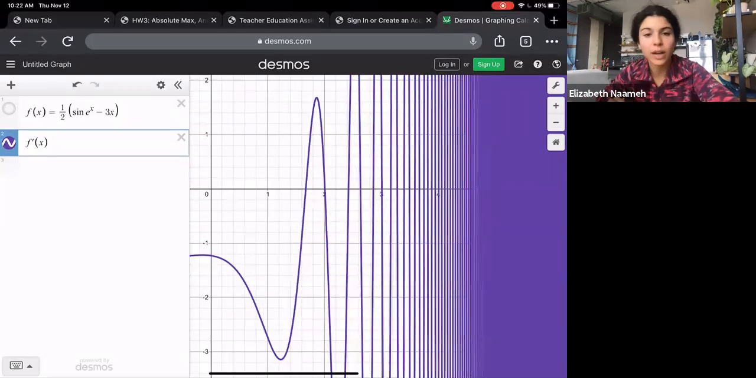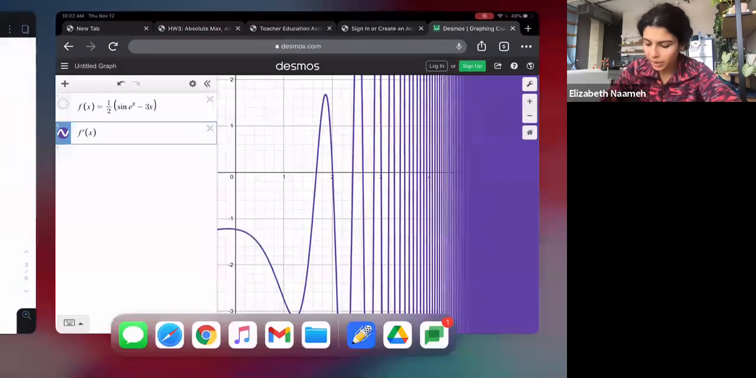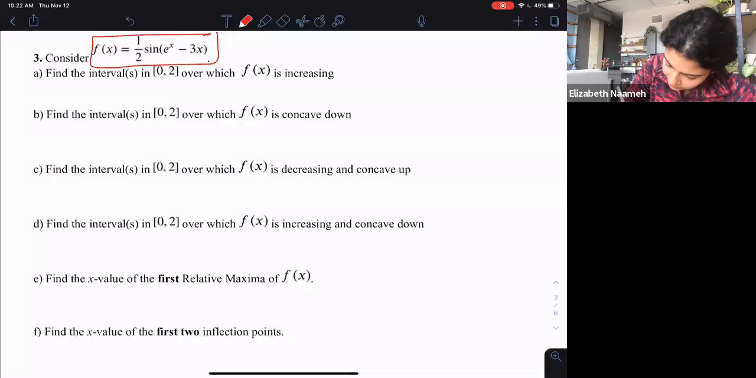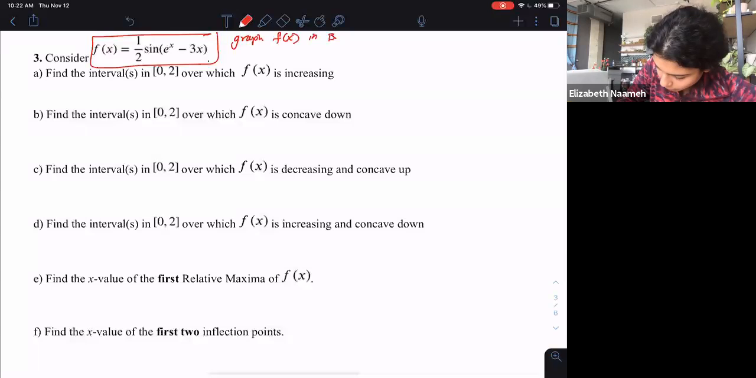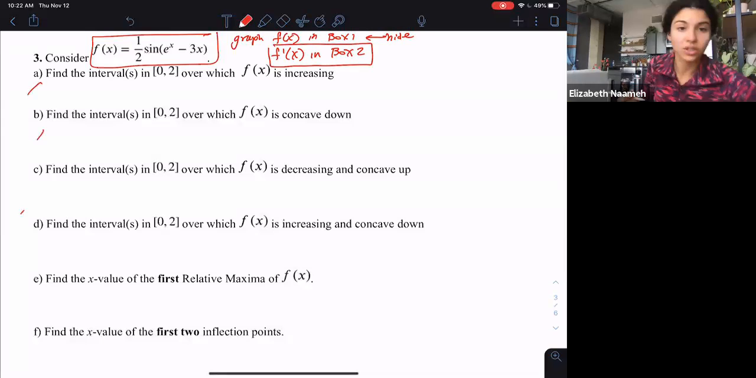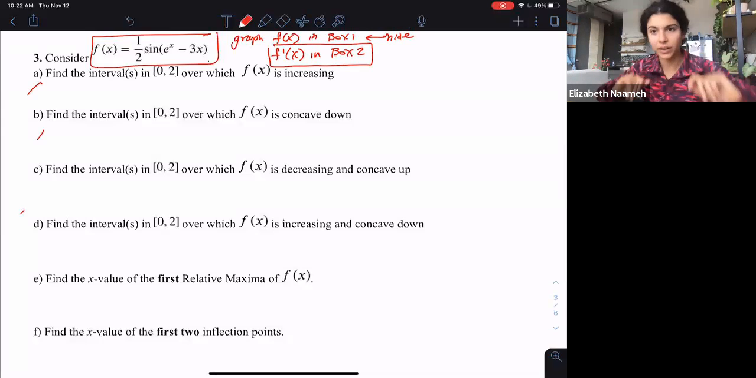Anyway, the point is we're not going to actually do this problem, but I just want to show you, if they give you the original, write this down: graph f of x in box 1, and then you're going to type f prime of x in box 2. Then we're going to hide the first box so that we're only operating on the derivative, and we can then answer all the questions, just like we did in the last problem. I'll leave it at that.